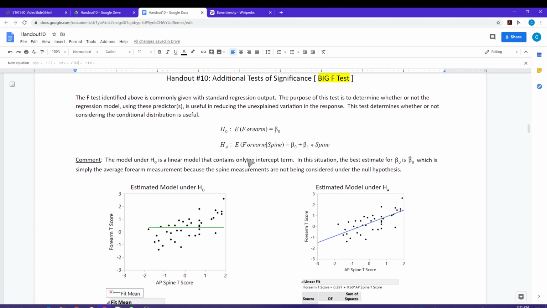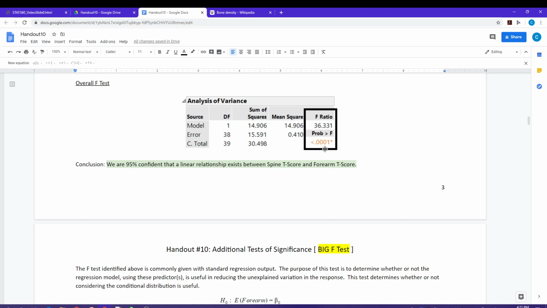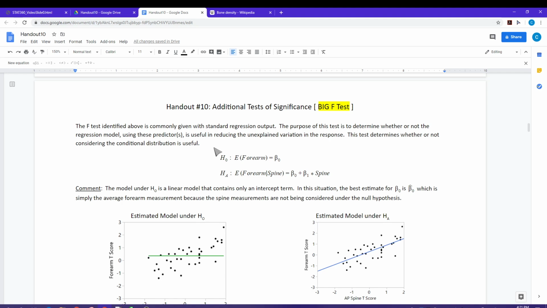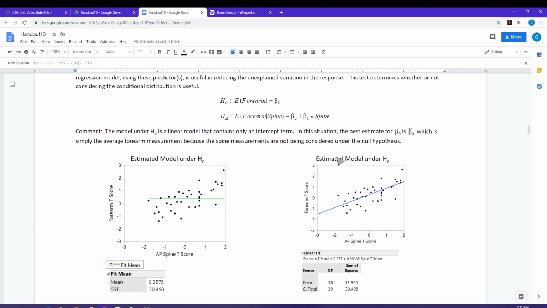Now, let's look a little bit more carefully at what this test is looking at. The F test that we did up above, the overall one that's done underneath the analysis of variance, is very common and standard in regression output. The purpose of this test is to determine whether or not the regression model using the predictor specified is useful in reducing the unexplained variation. The two models that are actually being fit there have the following form.